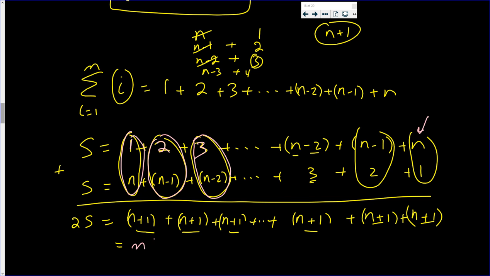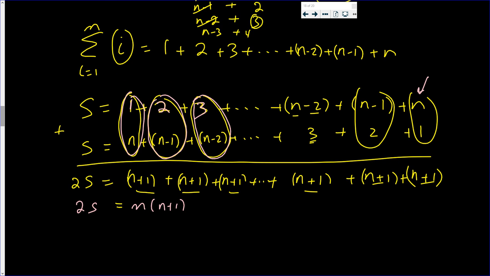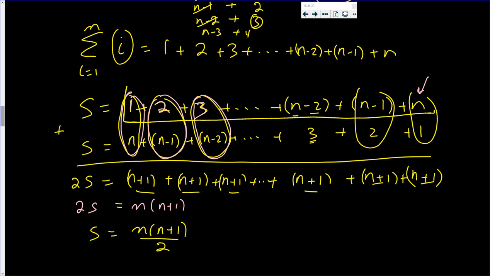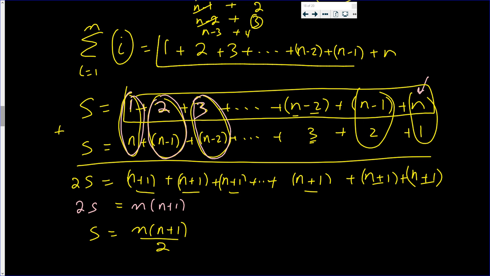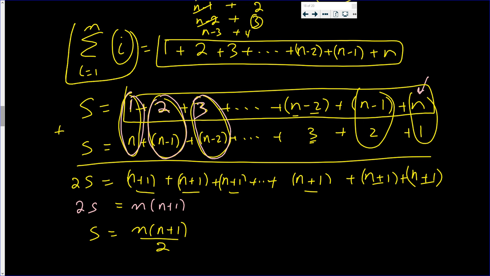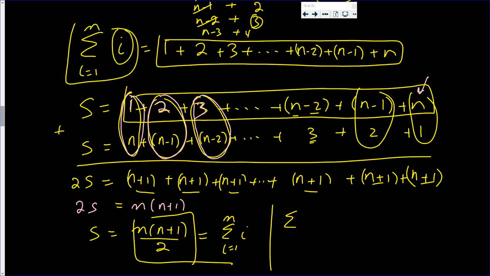But that's just what multiplication means. So 2s is equal to n times n plus 1. So s, dividing both sides by 2, must equal that. But what was s? s was this. Which was that. That is, the summation of i, as i goes from 1 to n, is equal to this. So let me write this down more formally. The summation as i goes from 1 to n of i is n times n plus 1 over 2.